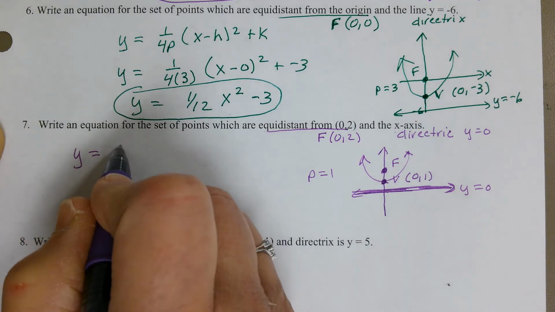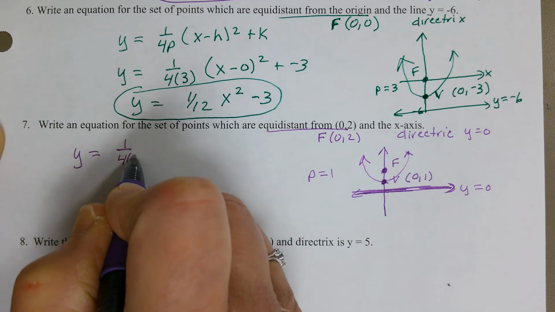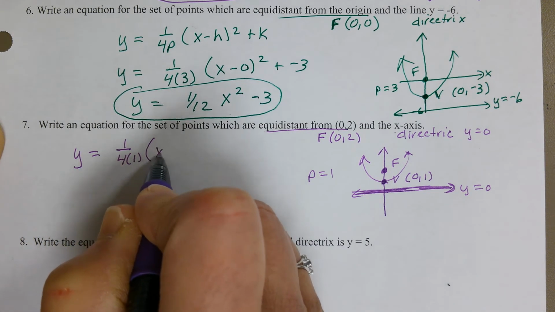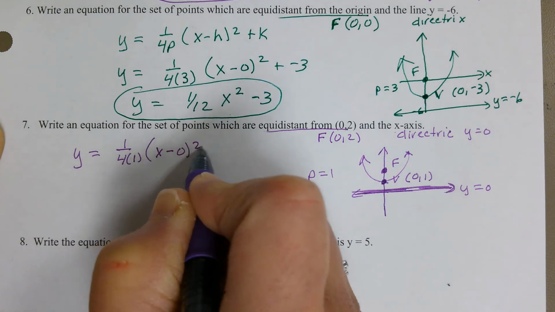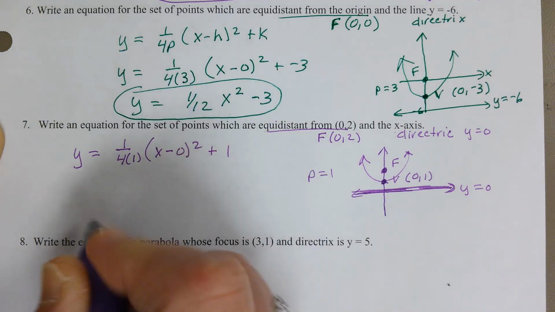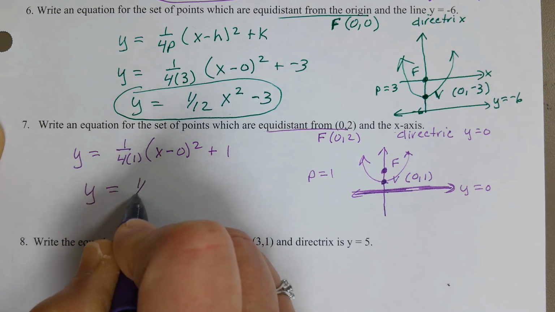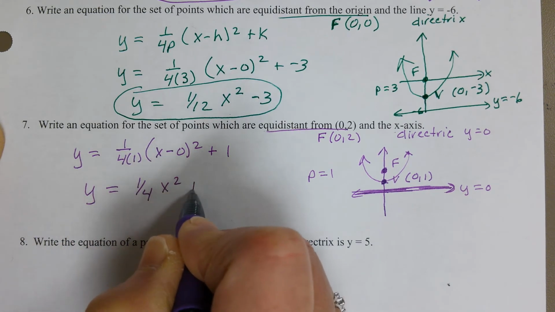P is 1, so y equals 1/4 times 1 times x minus 0 squared plus 1. Y equals 1/4 x squared plus 1.